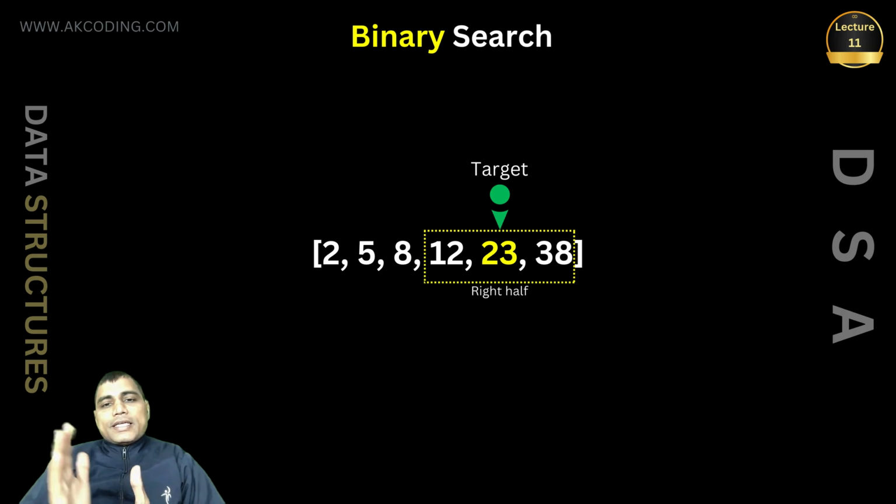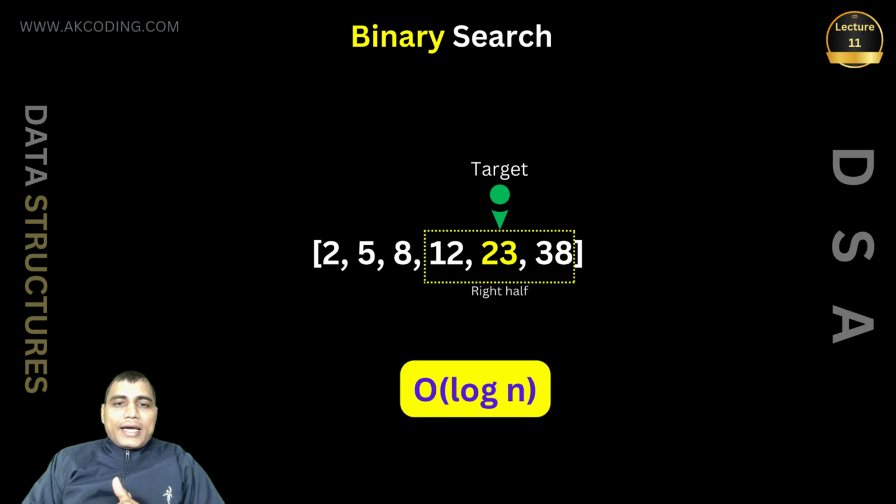Now let's move to step number 2. We have to find the middle element of the right half of the array. Here, in the right half of the array, the middle element is 23 and we match it with our target value. Yes, definitely it is matched, so we find our target value in just 2 steps, because binary search reduces the search space exponentially. Its time complexity is O of log n, much faster than linear search when the dataset is large.